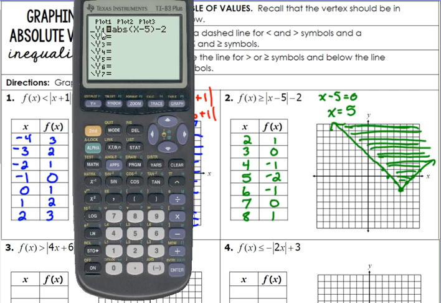So this is greater than. So I want the triangle that's on the top. When I press graph, look at that. It matches my picture. Okay? It matches my picture. So if you need something to check yourself, your calculator will show you.